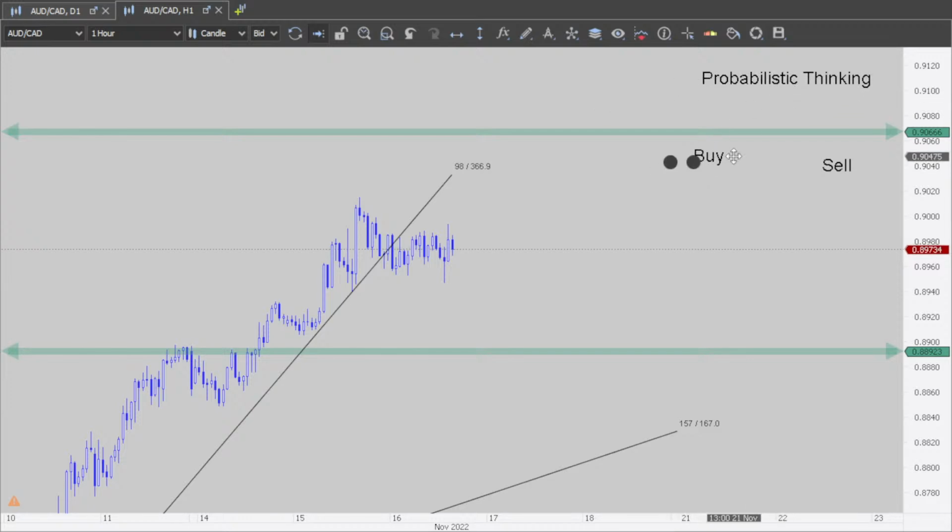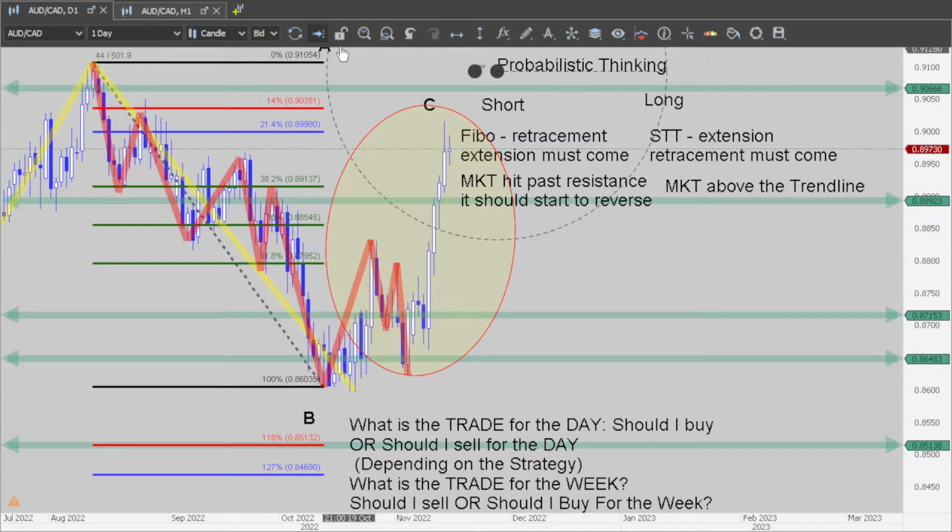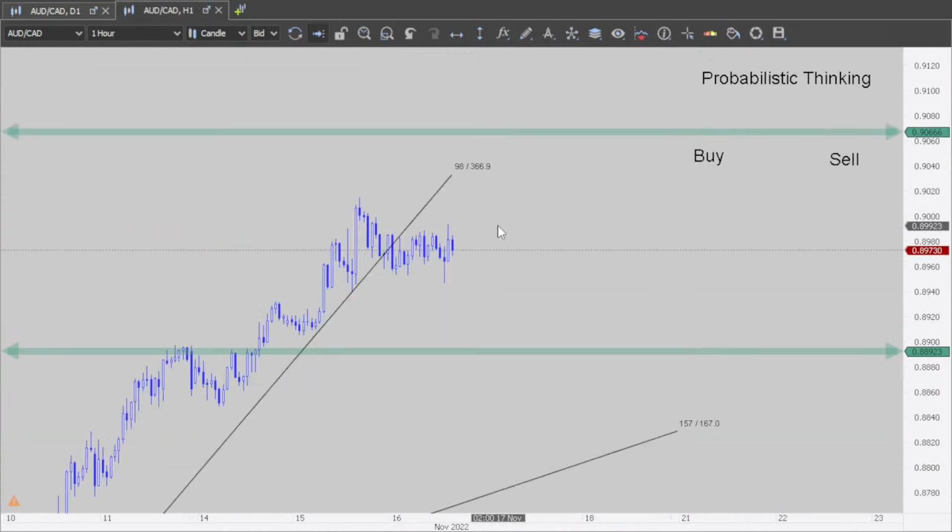Trade from what you see. What does this mean? Don't force entries. Okay, everybody, don't force. If you understand that this is a retracement and the market must start an extension, and if you understand that this is an extension on the short-term trend and a retracement must come from the daily, you cannot just blindly buy. Does this make sense to you?